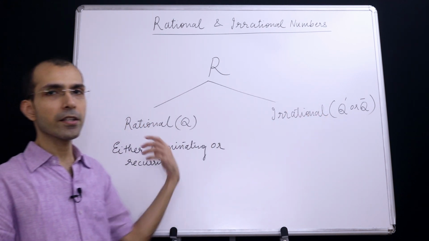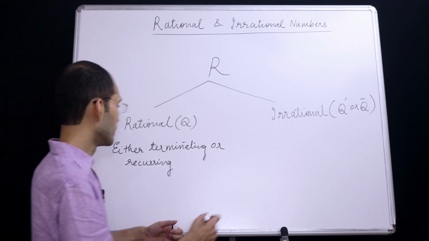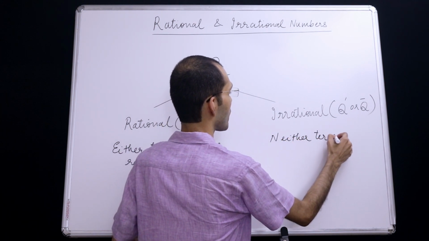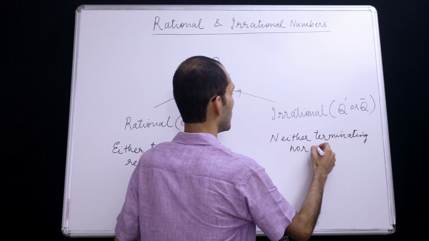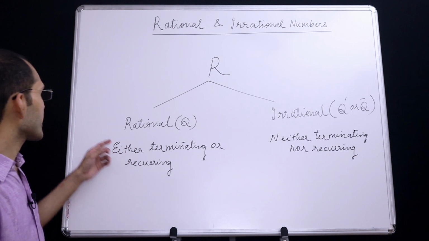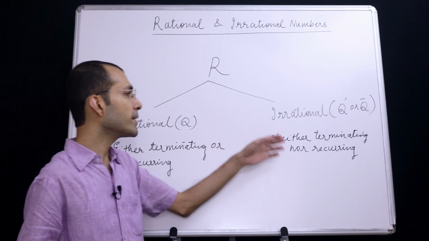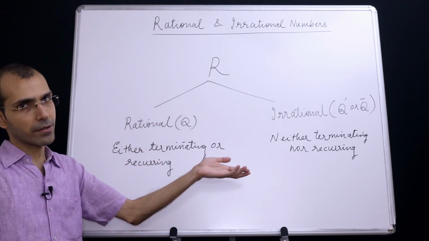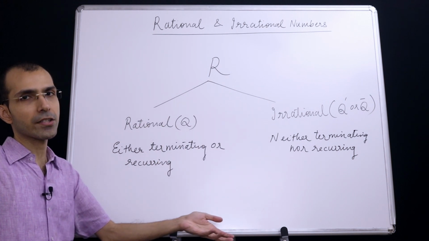Irrational numbers would be the negation of this. Neither terminating nor recurring. Okay, so rational numbers are either terminating or recurring. Irrational would be neither terminating nor recurring. A number which is rational cannot be irrational, and vice versa. There is nothing common between rational and irrational numbers.